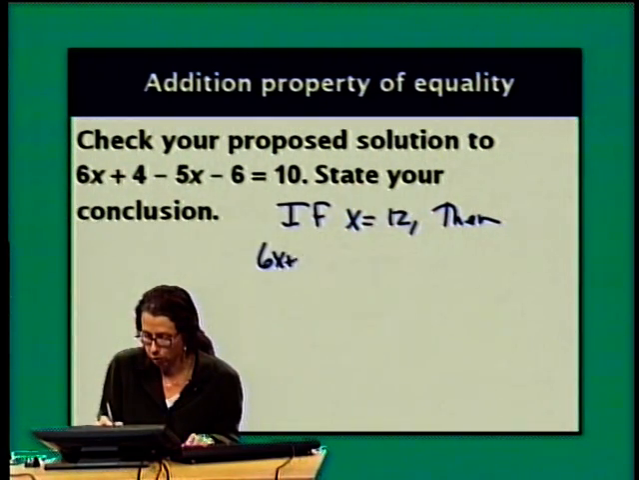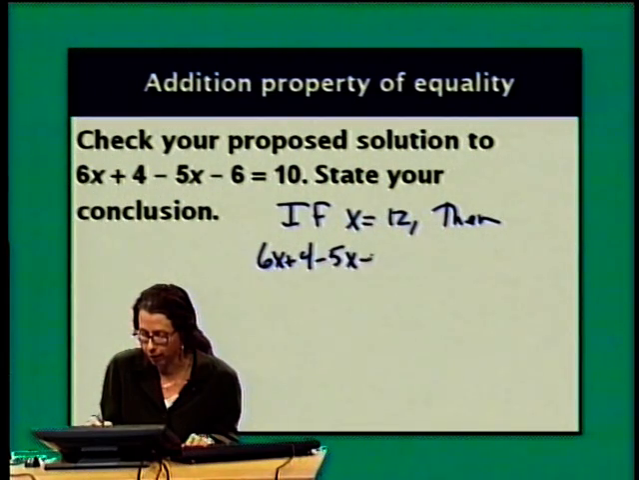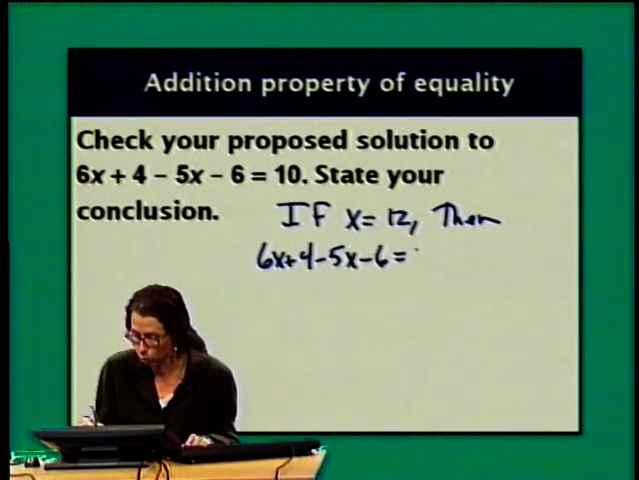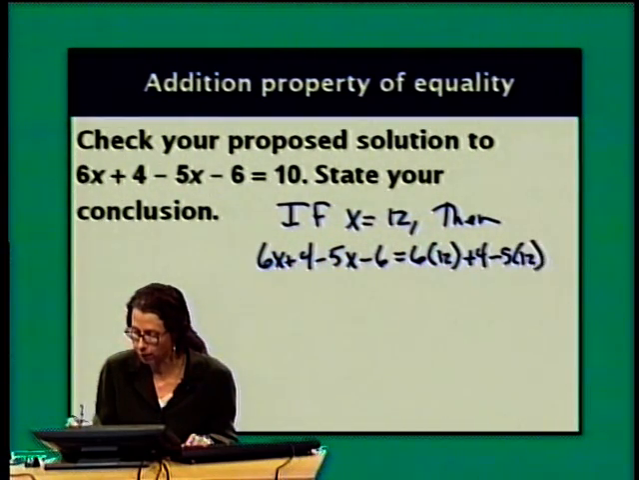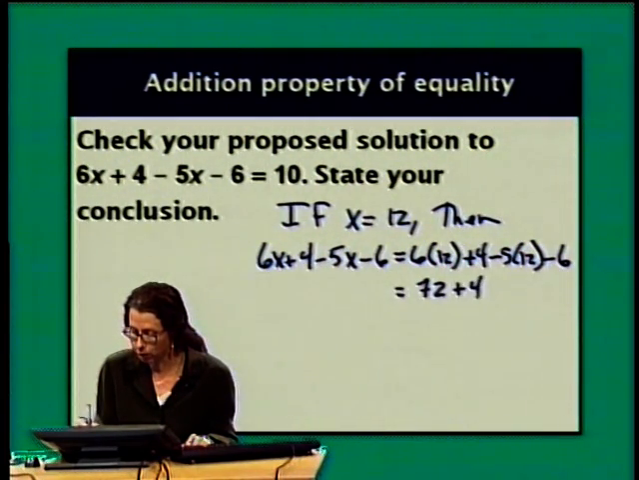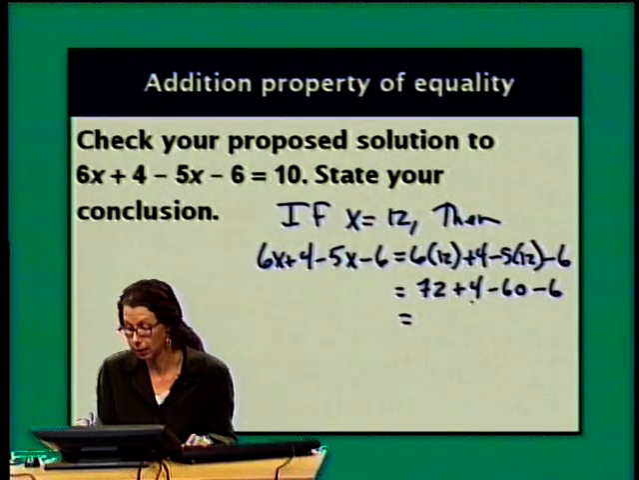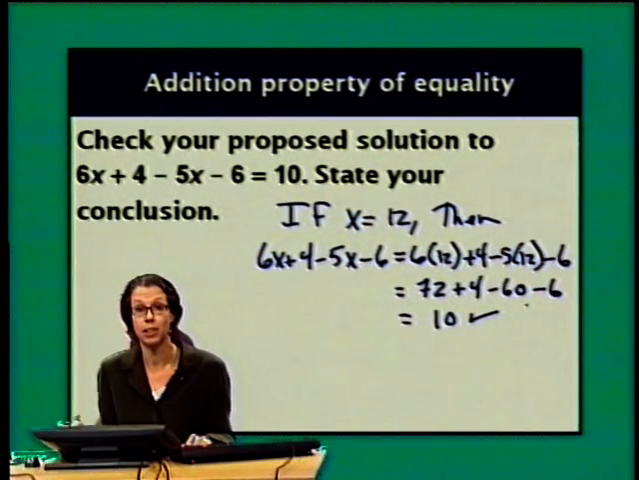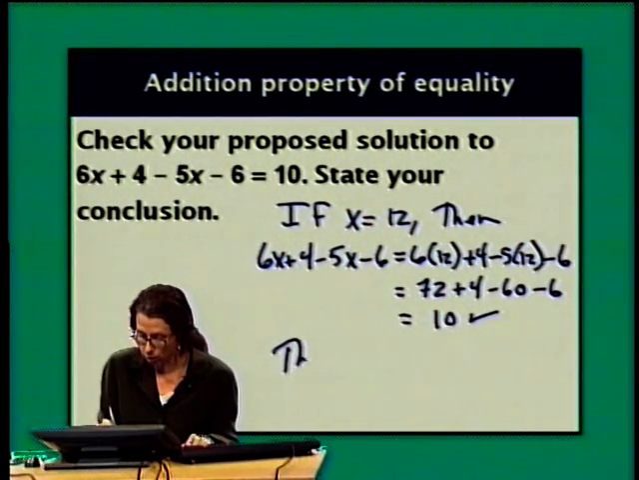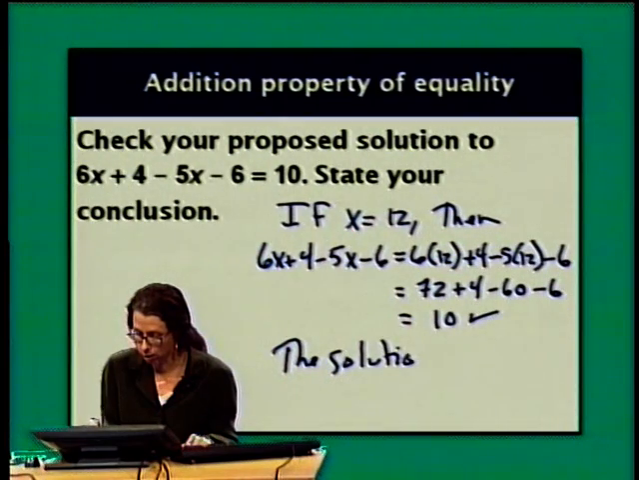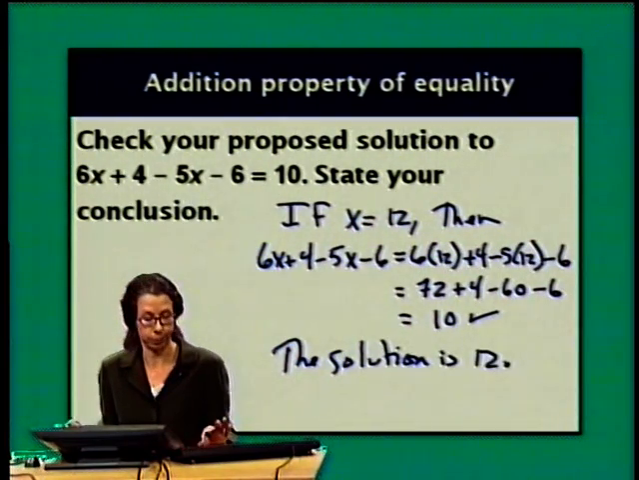So 6x plus 4 minus 5x minus 6. When x equals 12, that's 6 times 12 plus 4 minus 5 times 12 minus 6. 72 plus 4 minus 60 minus 6. Let's see, going from left to right here, 76 minus 60, that's 16, minus 6 is 10, and that's precisely what I wanted. So the solution is 12.